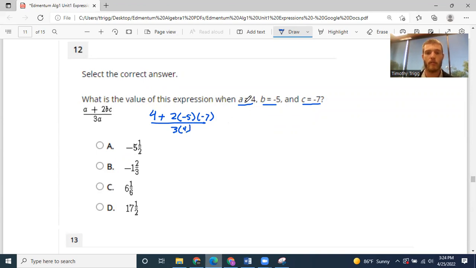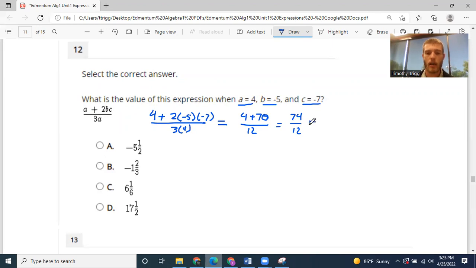Again, replacing the A with 4. So it's going to be 4 plus, let's go and multiply these together. 2 times -5 times -7 gives you positive 70. The reason it's positive is because a negative times negative gives you a positive, over 12. Okay, work out the rest of this. Oh, actually, I'll work it out with you. So 4 plus 70 is 74 divided by 12.